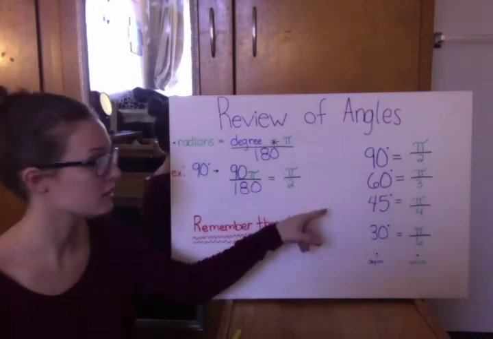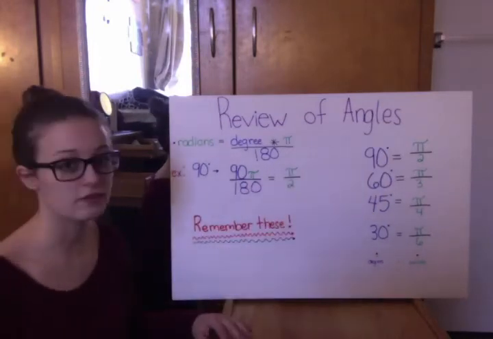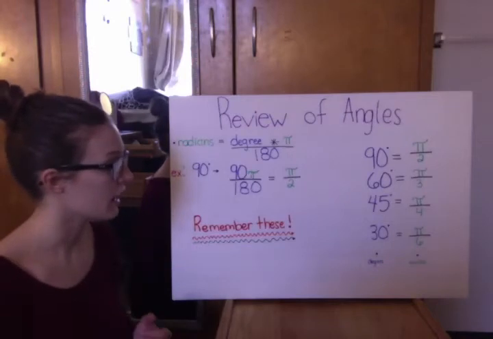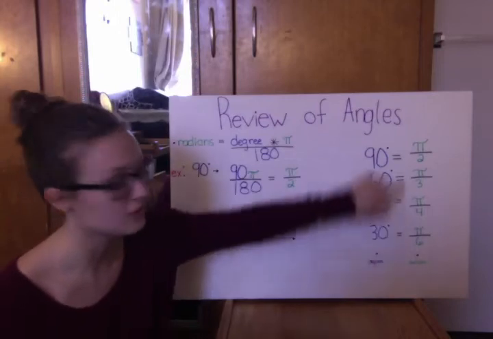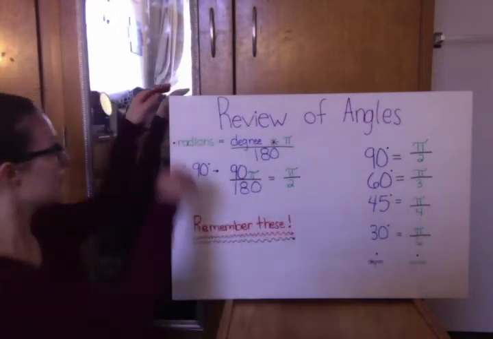We have 60 degrees equals pi over 3. 45 equals pi over 4. And 30 degrees equals pi over 6. These are all degrees, and these are all radians. Very important to remember.